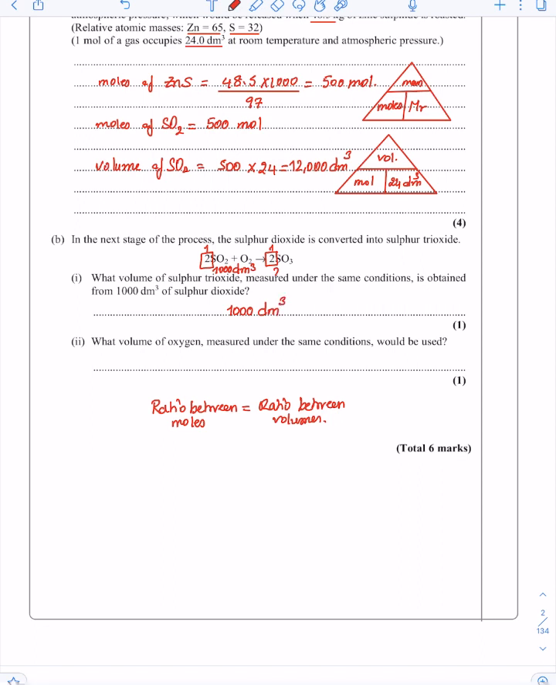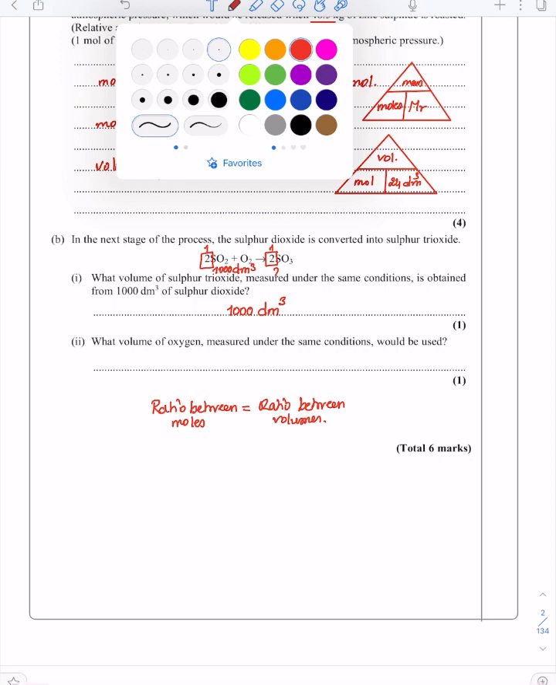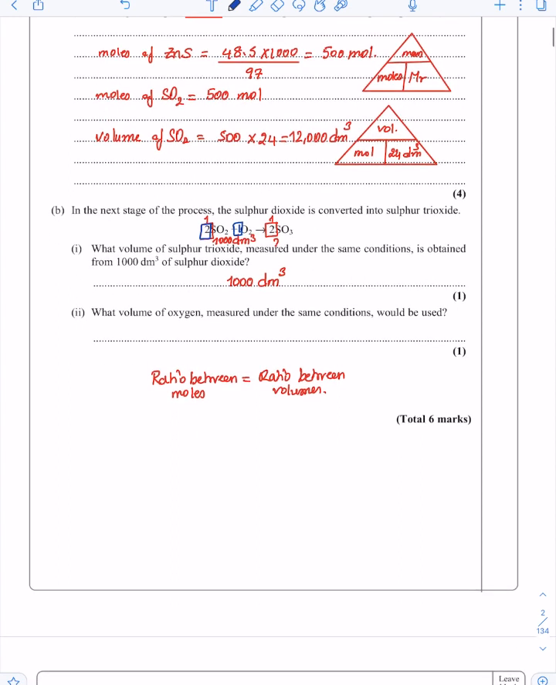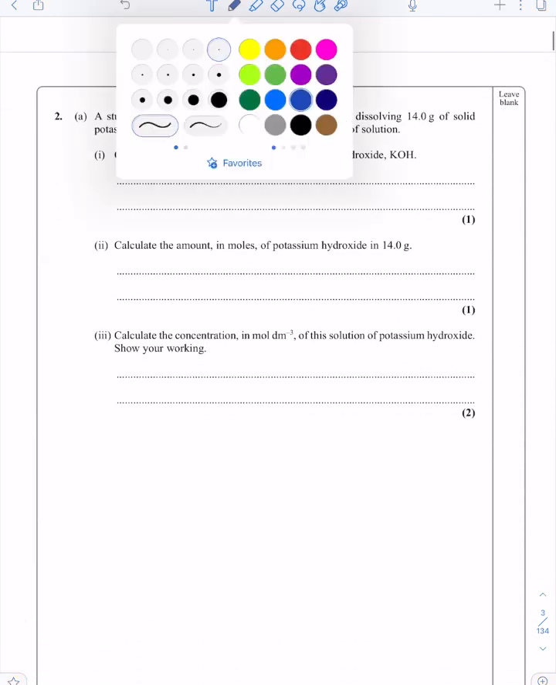طيب double I. What volume of oxygen measured under the same conditions would be used? طيب الريشيو between السلفر dioxide and oxygen is 2 to 1، وده معناه لو 1000 cubic decimeter of sulfur dioxide هيتفاعل مع oxygen يبقى هيتفاعل مع قد ايه؟ مع نص الكمية بتاعت السلفر دايكسايد، عشان الريشيو بتاعت الاكسجين للسلفر دايكسايد 1 to 2. نص الكمية اللي هي 500 cubic decimeter. ده كده question 1.